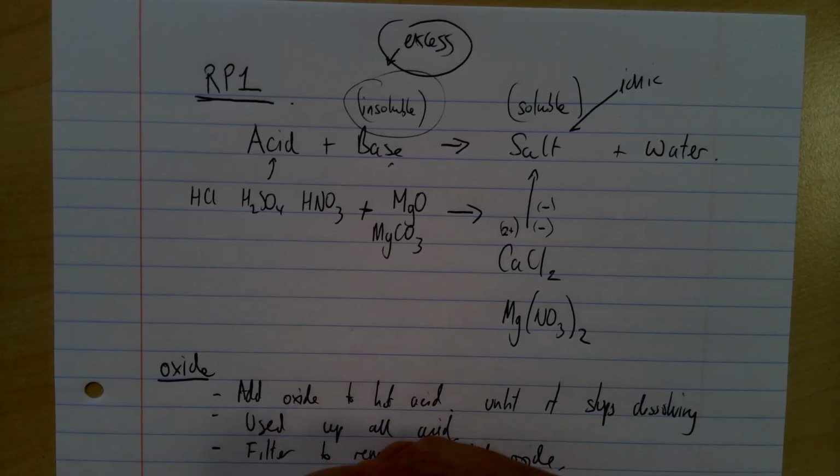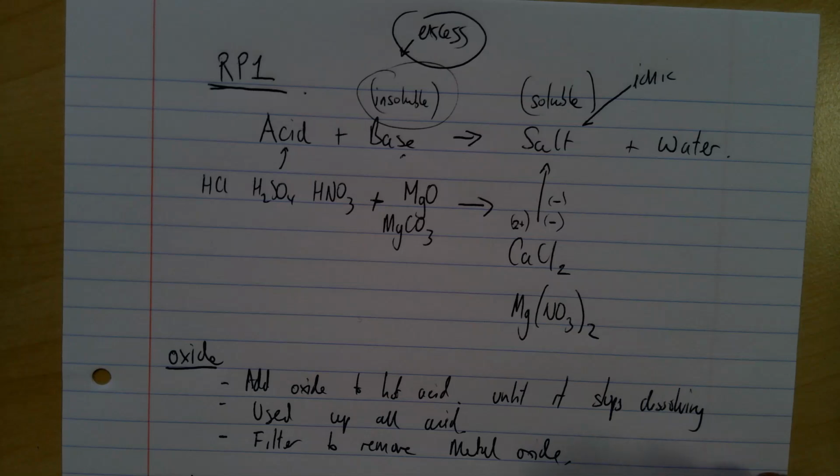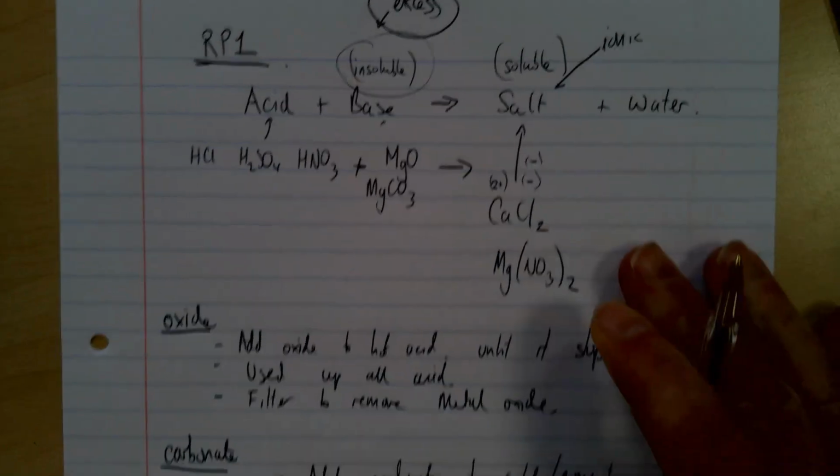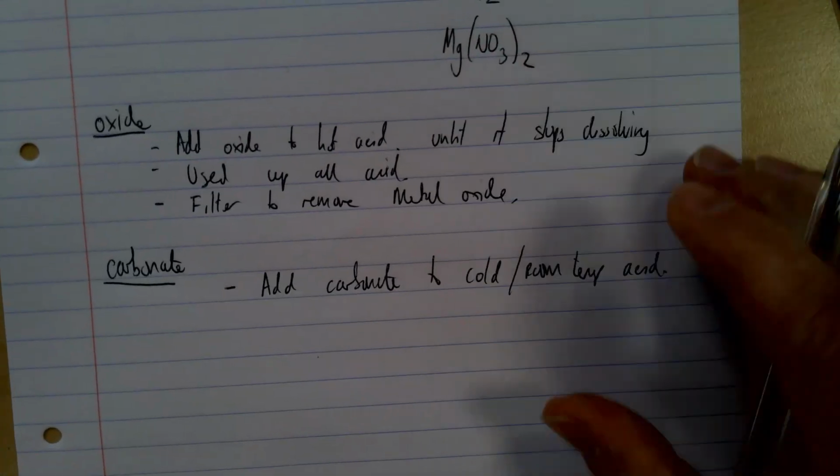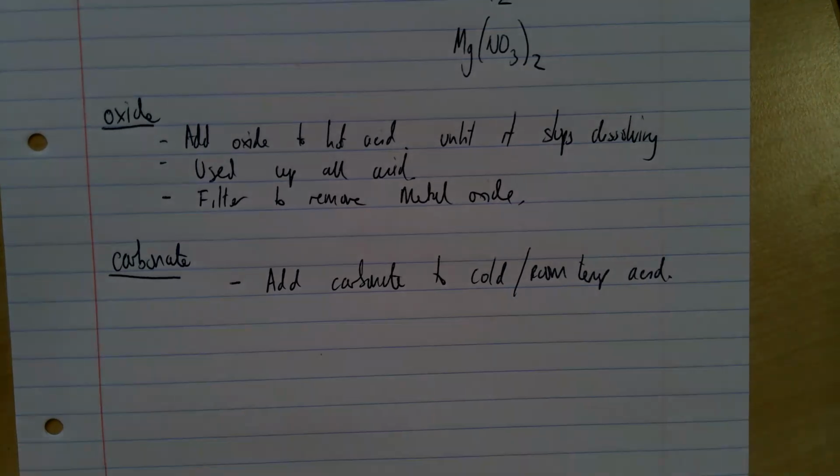So for the metal carbonate, add carbonate to cold or room temperature acid. Carbonates happen to react a lot more quickly, and you certainly don't want to heat them because it would be quite a violent reaction if you heat them up.